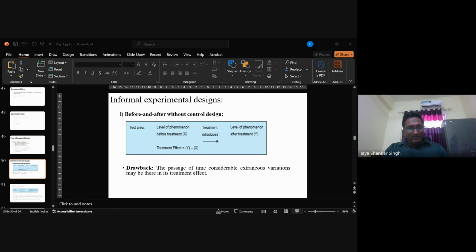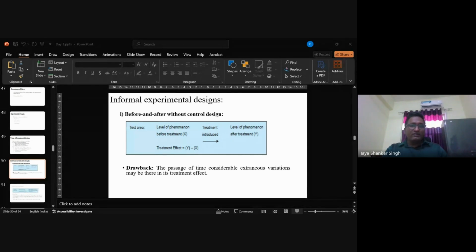Clear? This last one, what we do here, is kind of the best experimental design you can use. But again, it comes with its own cost, time. There are a lot of factors why you will go for after only with control design or before and after without control design, because of a number of reasons: time constraint, money, resources. But if everything is available, like you have enough resources, you have enough time, then you will obviously go with before and after with control design.